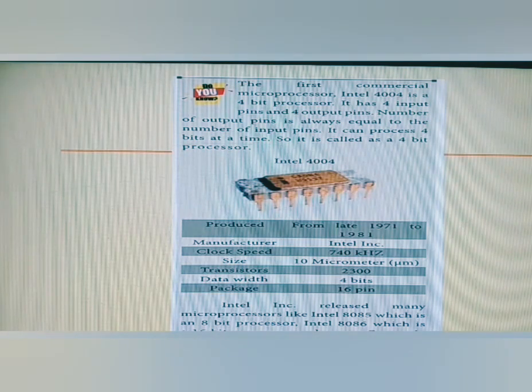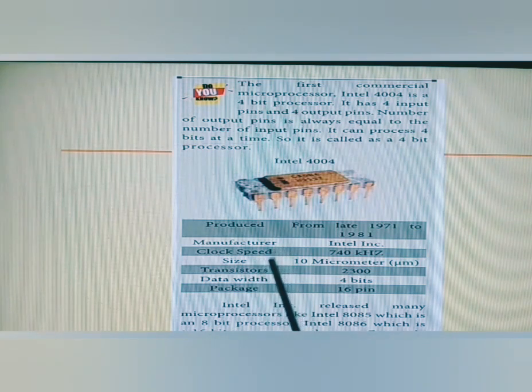But here it is having 8 pins. What does it mean? 4 is for input and 4 is for its output. So it only has 8 pins. Always the input pins will be equal to the output pins. Yes, see the details here.